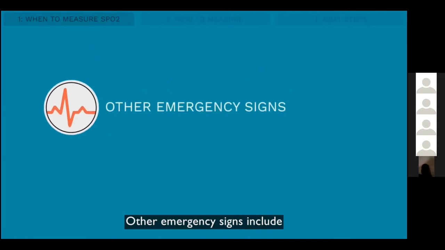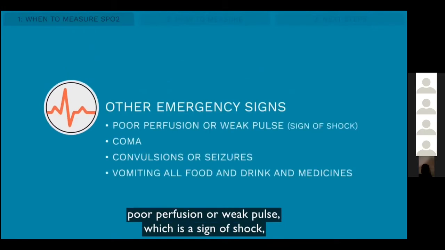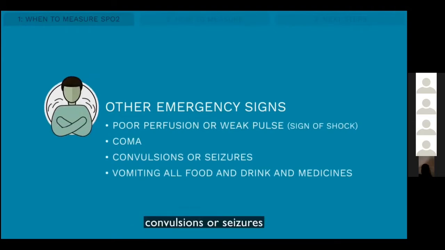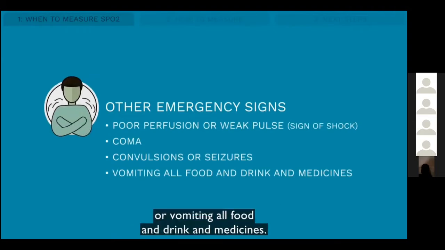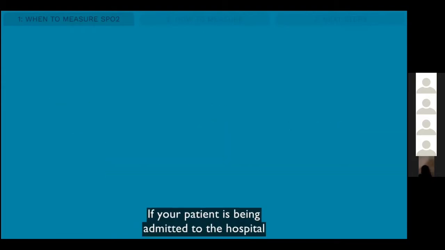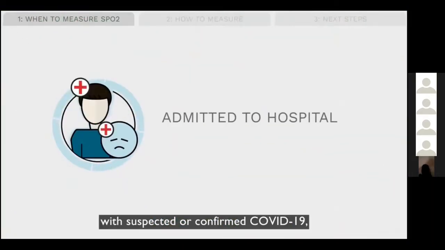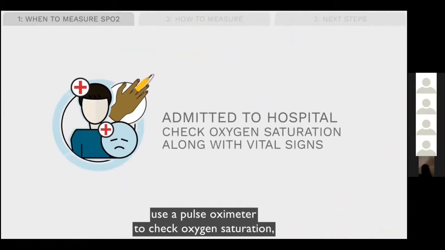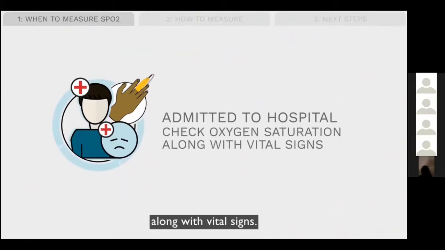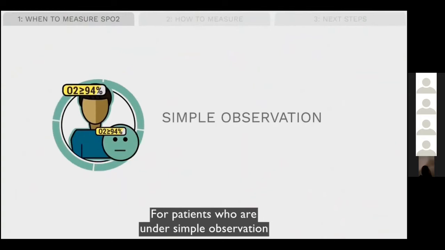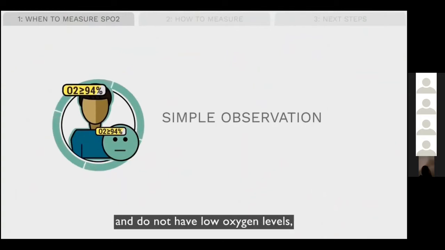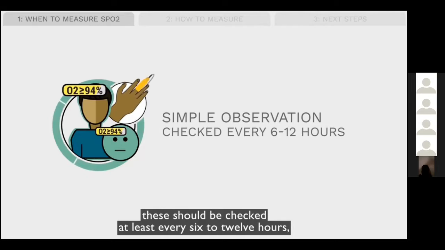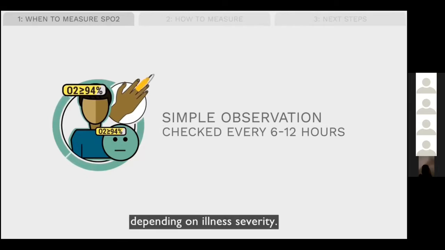Other emergency signs include poor perfusion or weak pulse, which is a sign of shock, coma, convulsions or seizures, or vomiting all food and drink and medicines. If your patient is being admitted to the hospital with suspected or confirmed COVID-19 or for any other respiratory illness, use a pulse oximeter to check oxygen saturation along with vital signs. For patients who are under simple observation and do not have low oxygen levels, these should be checked at least every 6 to 12 hours, depending on illness severity.